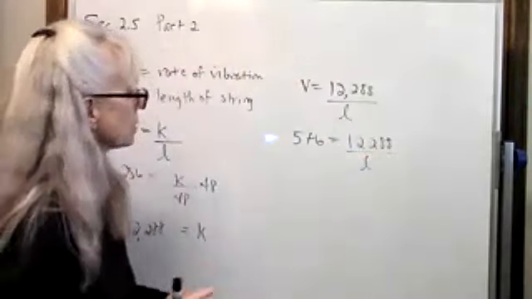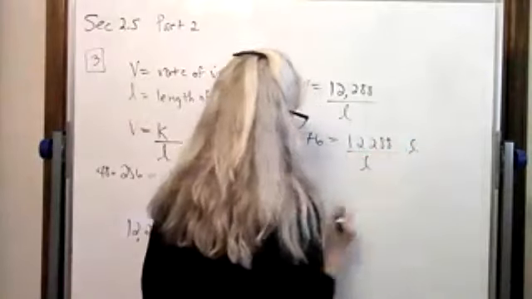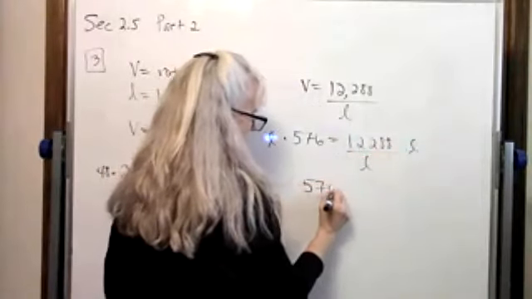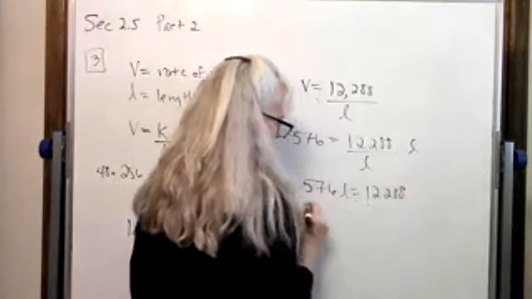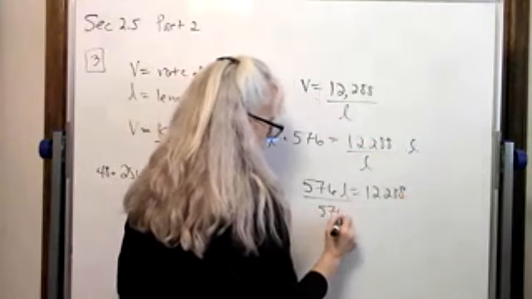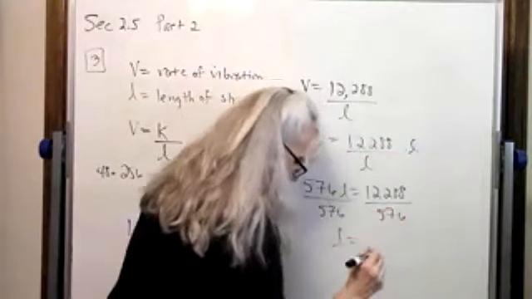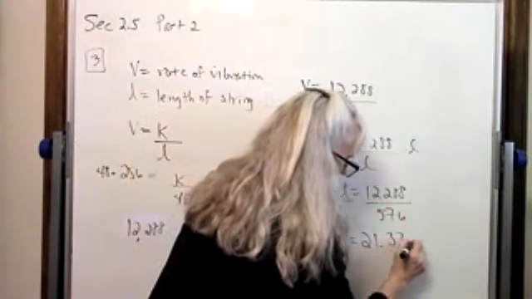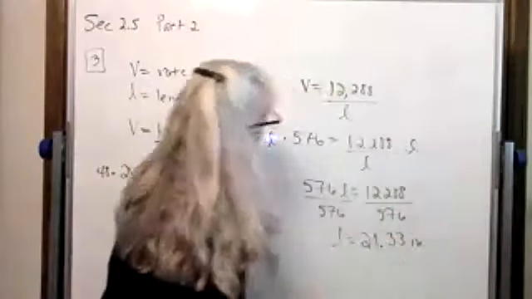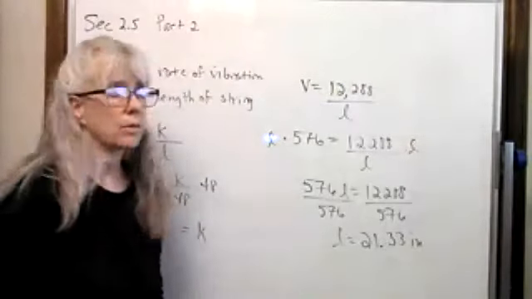To do this, we're going to multiply both sides by L. That's going to clear the fraction. So that'll give me 576L is equal to 12,288. And then we'll divide by 576. So L comes out to be 21.33 inches. So if I want to hit 576 times per second, then I need a length of string that's 21.33 inches.